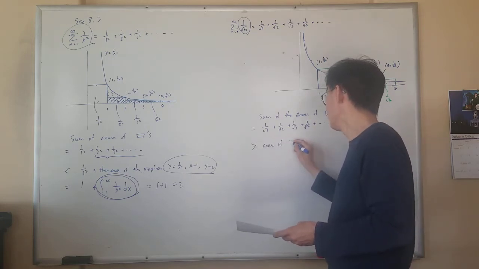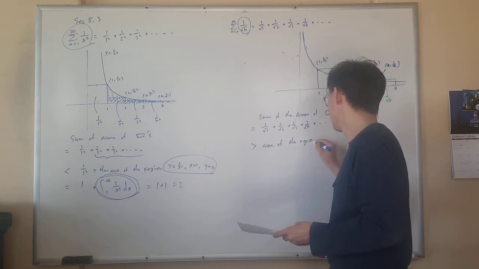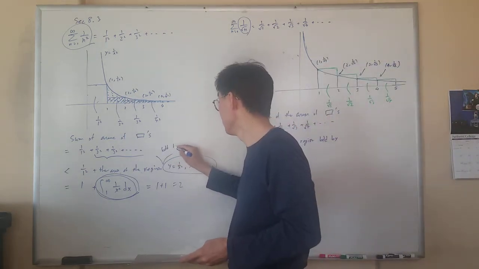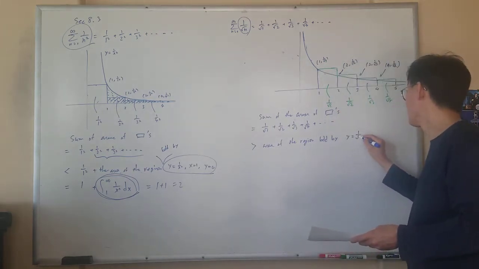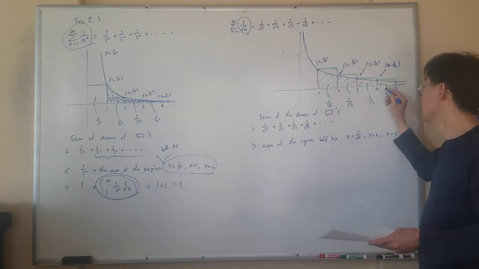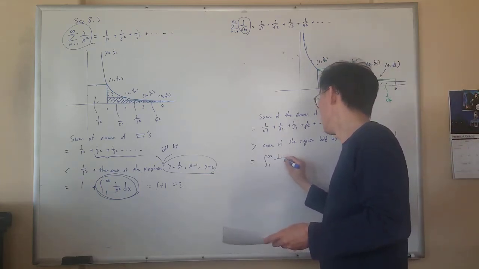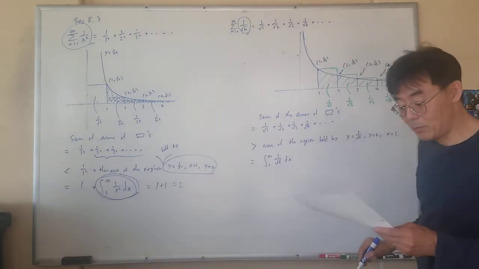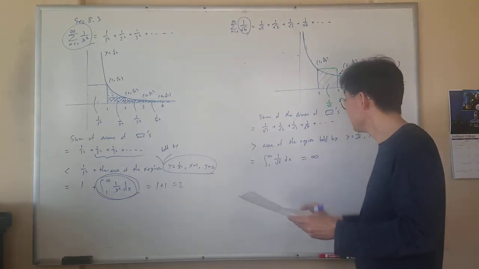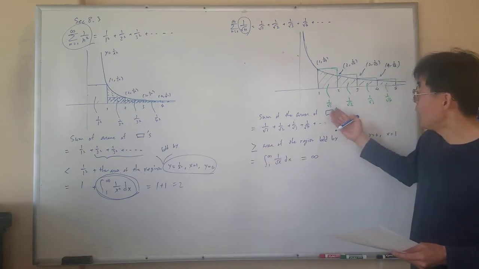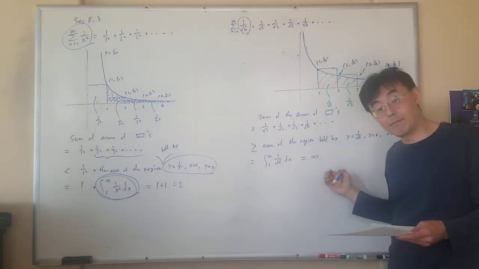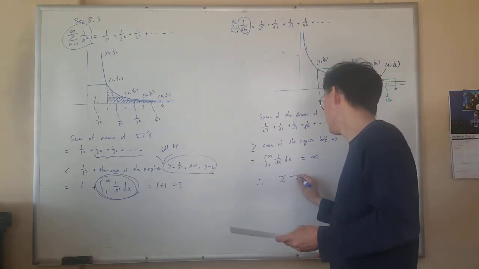The area of the region bounded by y equals 1 over square root of x, y equals 0, and x equals 1. This region, right? That is precisely the integral from 1 to infinity of 1 over square root of x dx. And if you look at the lecture notes, I calculated that this is actually going to infinity. Alright? So our sum of the rectangles should be greater than or equal to the area of this region, which is itself infinity. Therefore, this series must be going to infinity.